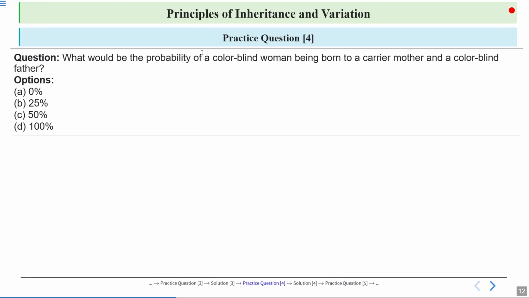The next question: what is the probability of a colorblind woman being born to a carrier mother and a colorblind father? So the mother is a carrier for color blindness and she is marrying a man who is colorblind. So the father is colorblind and the mother is the carrier. What is the probability that the daughter will have color blindness? Color blindness is an X-linked recessive disorder.